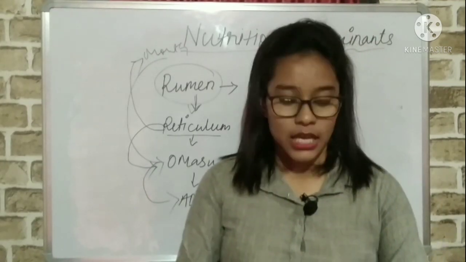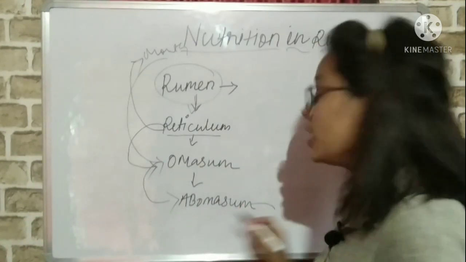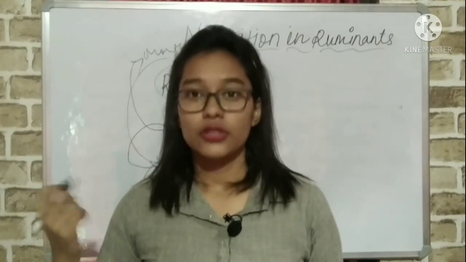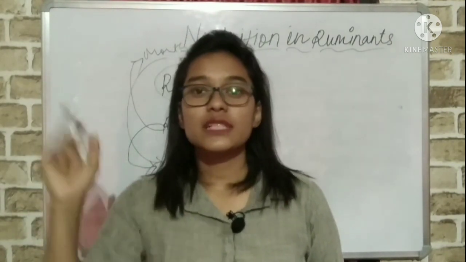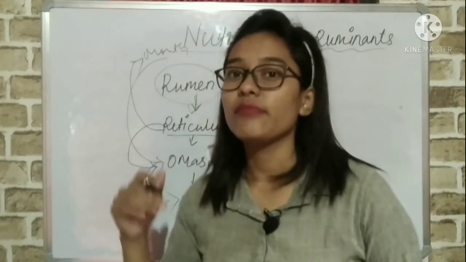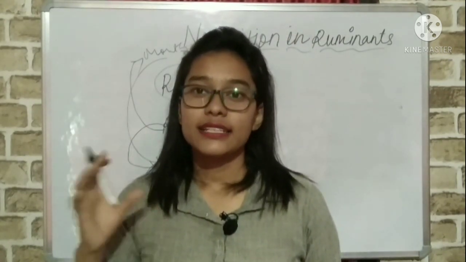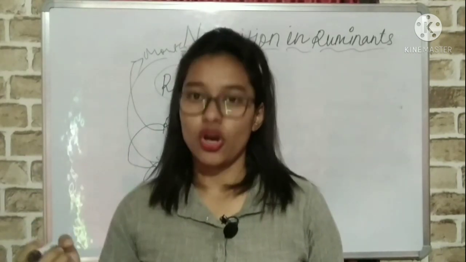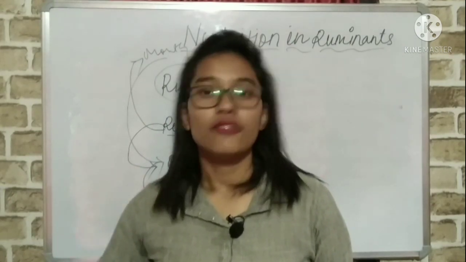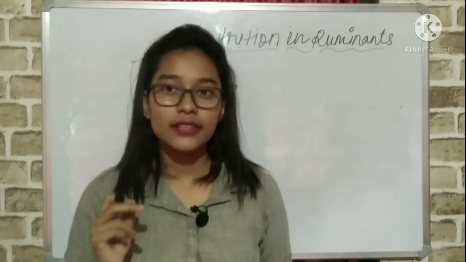Now the food reaches the small intestine from the abomasum. In the small intestine, the nutrients are absorbed through the capillaries and transported to different parts of the body. Now the undigested material is sent to the large intestine. Again in the large intestine, excess water and salt are absorbed. After absorbing, the waste material is released in the form of fecal matter. So is it clear about nutrition in ruminants?